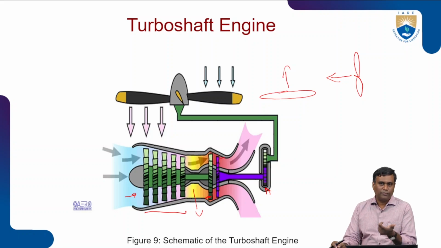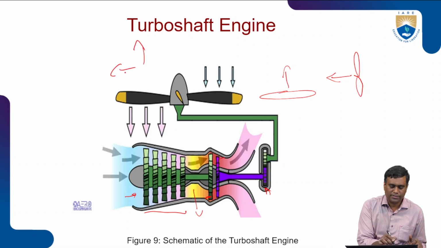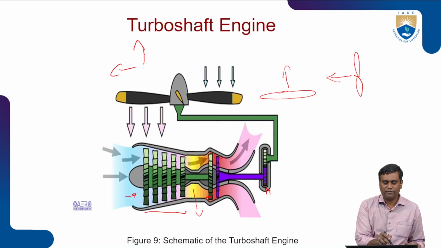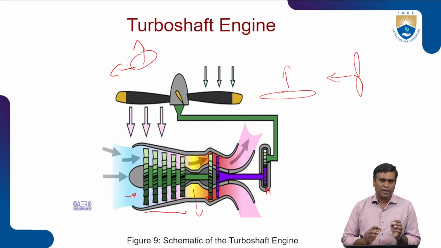Here, the energy extracted from the free turbine is connected through the reduction gearbox to rotor blades, and these rotor blades will generate vertical thrust as well as a little amount of forward thrust also, right? So lift and thrust, mostly vertical and also forward, a combination of these two. So this makes it unique. At the same time, this sets a few limitations also when you are comparing with turboprop or other engines, right?